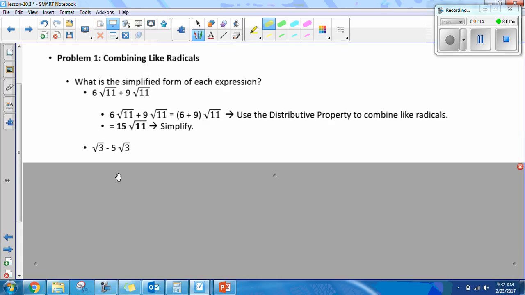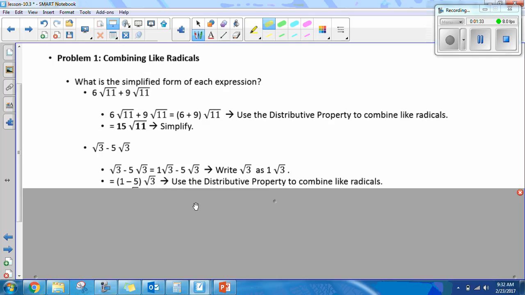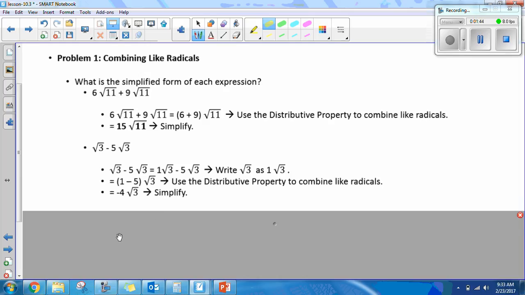Here we have radical 3 minus 5 radical 3. We can identify that radical 3 is really the product of 1 times radical 3. So we can rewrite that as 1 radical 3 minus 5 radical 3. Now we can factor out the radical 3 by using the distributive property, and we have 1 minus 5 times radical 3, which simplifies to negative 4 radical 3.